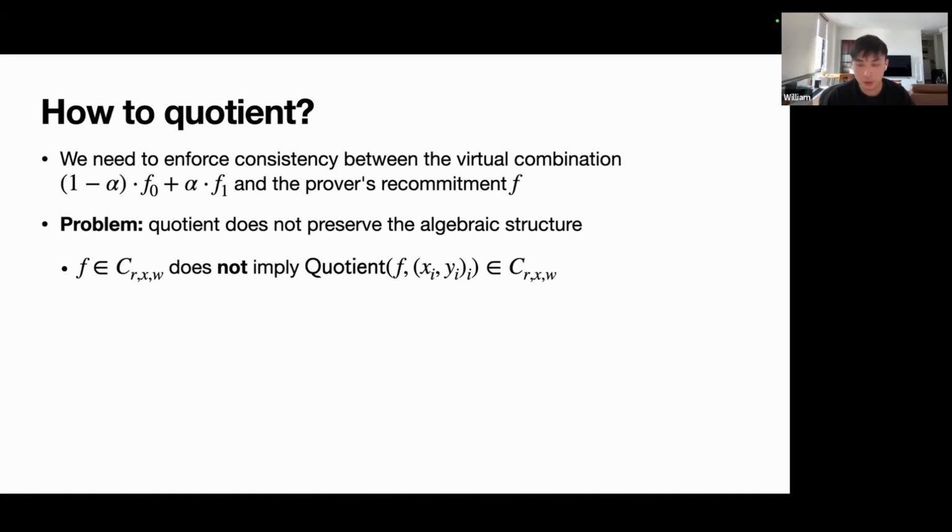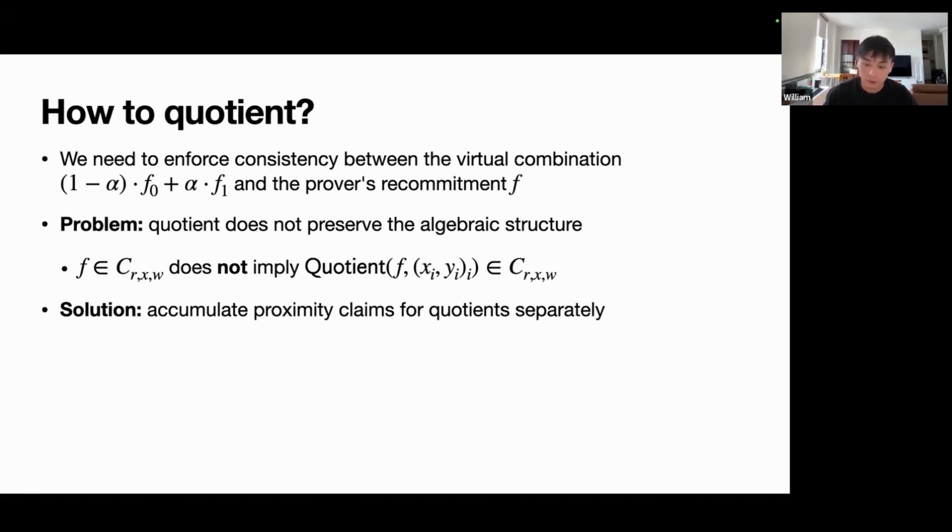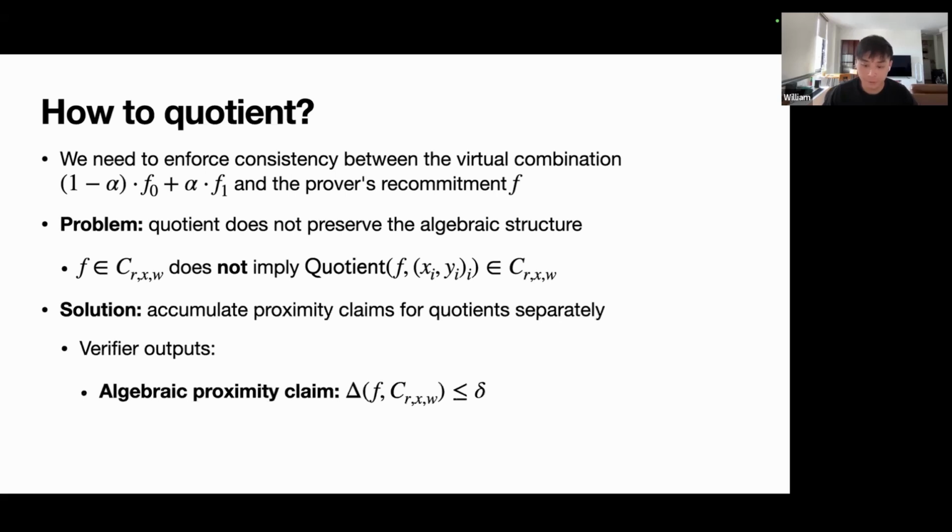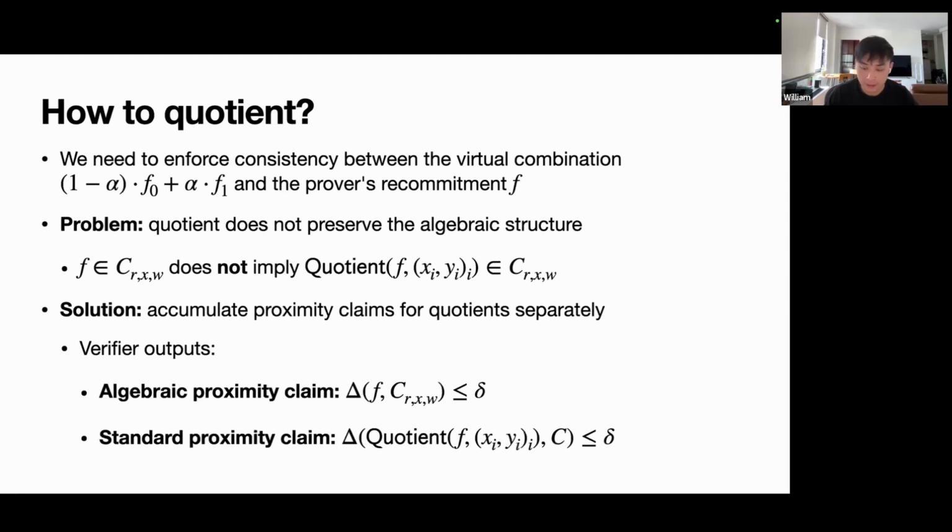So the way that we solve this problem is to, in some sense, accumulate the proximity claims for quotients separately from the main algebraic proximity claim. And in particular, the verifier is going to output both an algebraic proximity claim that F is delta close to the subcode, as well as a standard proximity claim that the quotient of F at some random points is delta close to the overall Reed-Solomon code.